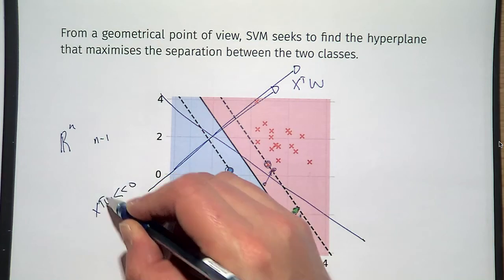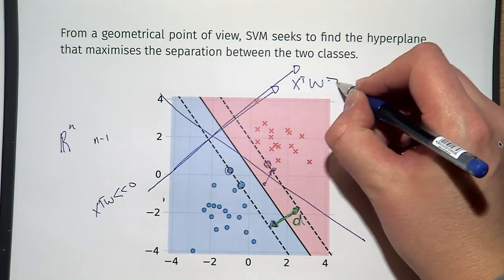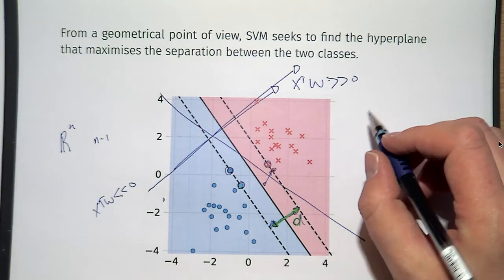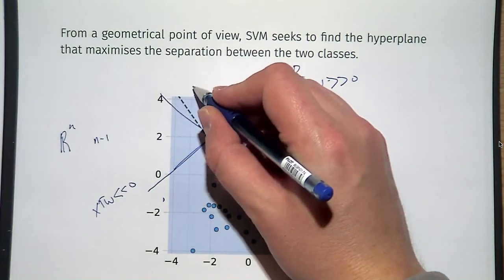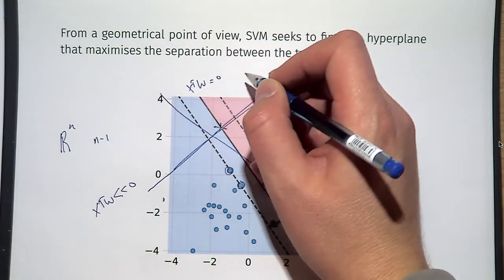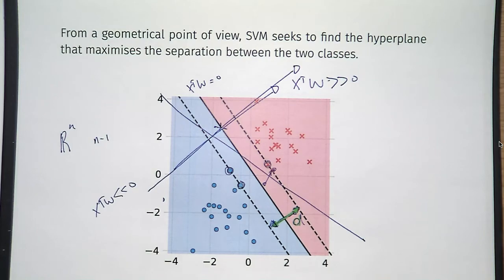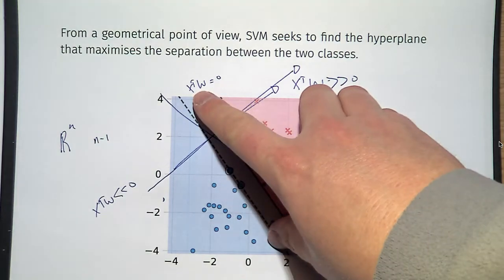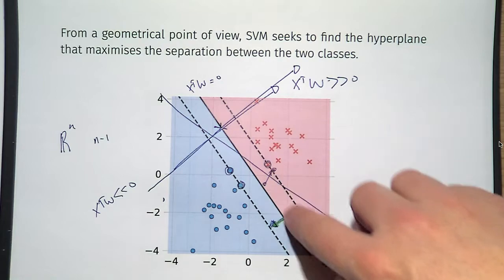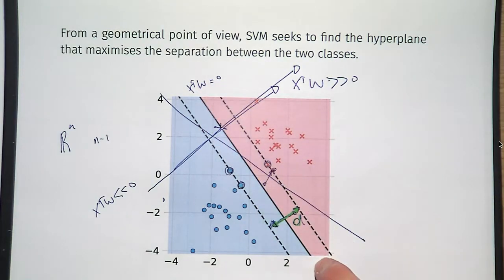So in that case here, you have this line here, which says that X transpose W here is much less than 0. Here, X transpose W is much more than 0. And in the middle here, you have X transpose W, which is null, okay? So the space where X transpose W is null is, in this case, just a line. But if you were to be in 3D, that would be a plane. Okay, so that equation would correspond to the equation of a plane. And if you were to be in dimension n, that would be a space of dimension n minus 1.